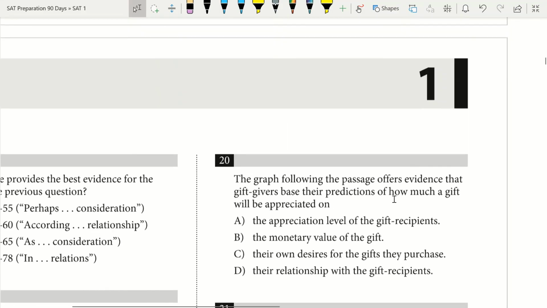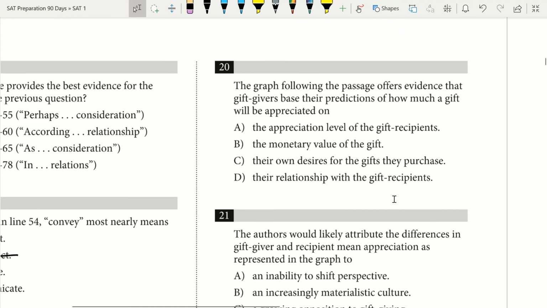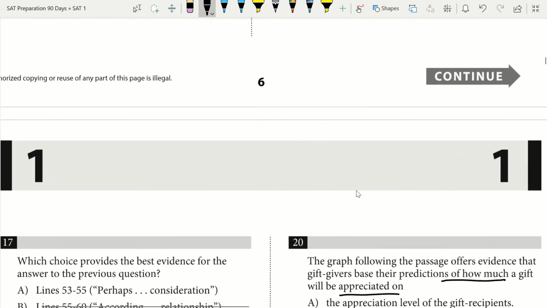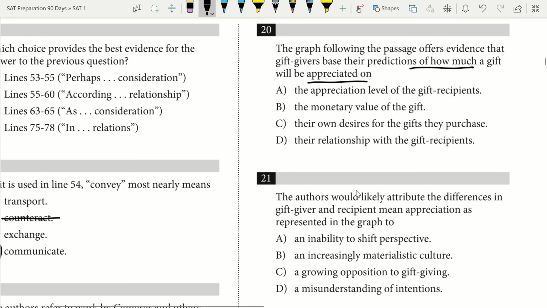All right, question 20. The graph following the passage offers evidence that gift givers base their predictions of how much a gift will be appreciated on what? Well, let's go back to our passage to see what they base it on. All right, well, we've got our mean appreciation. We see that it's higher for our more expensive gift. We know that our more expensive gift is this lighter shade of gray. So I'm going to put an M there and L here. We see that they expect that the more that they spend on it, the greater it will be appreciated, since our more expensive gift correlates with a higher mean appreciation for the giver. So we know that that's going to be monetary value. All right, so the monetary value of the gift is what they are basing it on, not the appreciation level, right?